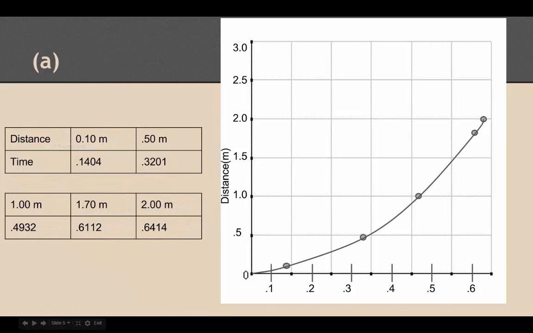As we learned earlier in the year, the acceleration is the slope of a distance time graph, and that's what we're looking for. As you can probably tell, it's easier to find the slope of a line than it is of a curve. So that's why we're going to linearize our data.